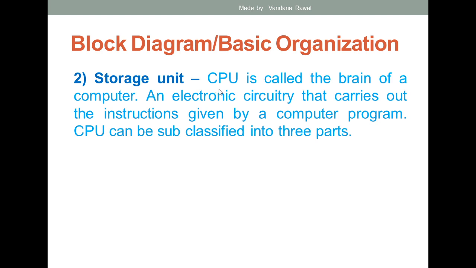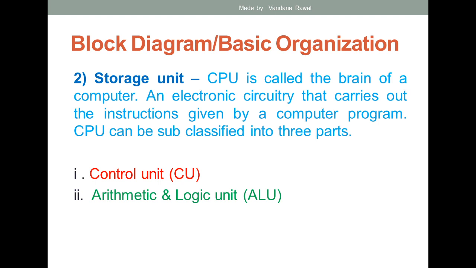That means, in terms of a storage unit, the main role of the CPU comes in, because the CPU is called the brain of a computer, and it is an electronic circuitry that carries out the instructions given by a computer program. And the CPU can be subclassified into three parts. So what are these three parts? The first one is the control unit. Then the arithmetic and logic unit. This ALU is divided into two parts, the arithmetic unit and the logic unit. So this point should be noted.